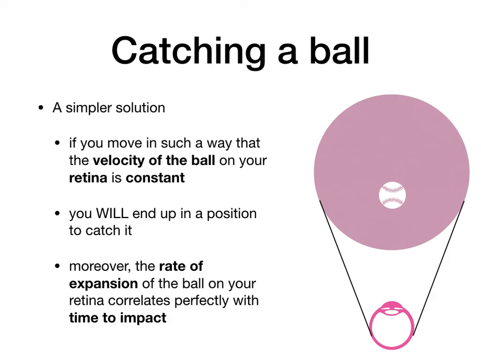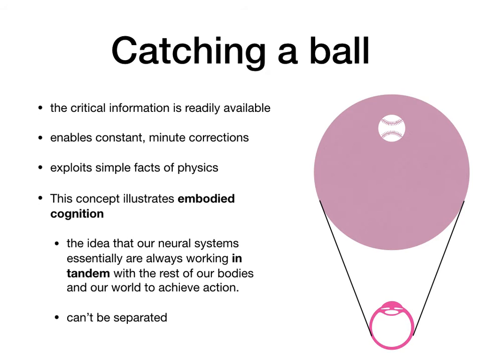There's another interesting piece here: another simple feature of the geometry is that the rate of expansion, so how quickly the ball is getting larger on your retina, actually perfectly relates to time to impact. So combining these two, understanding the rate of expansion of this ball in your field of vision, and keeping its velocity constant, gives you a perfect, dynamic, real-time, evolving plan for catching the ball. So this critical information is readily available, and it's really easy to see how you might even accidentally train yourself towards this.